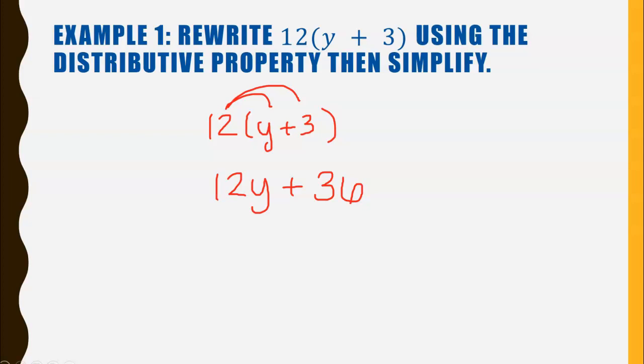Yes, Miss Abby? A what? So I can't turn it into 3y because the sign in the parentheses is a plus. If it was a multiply, I could do that. But because we're adding them, they're not considered like terms. So I can't make that change.